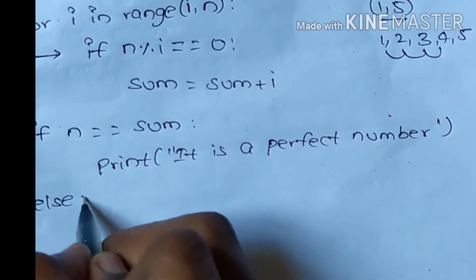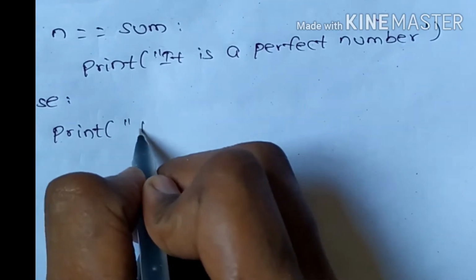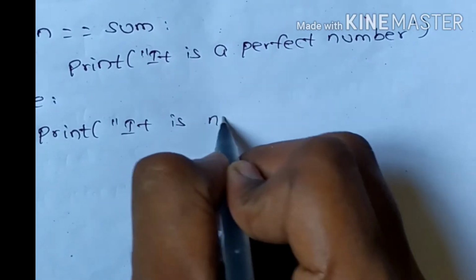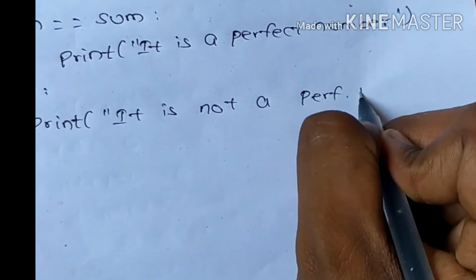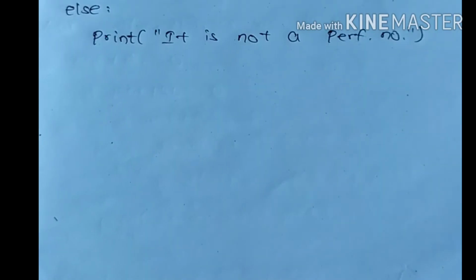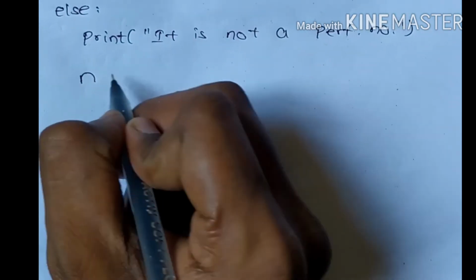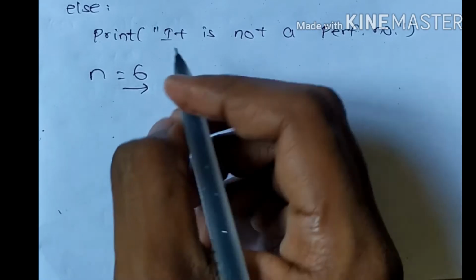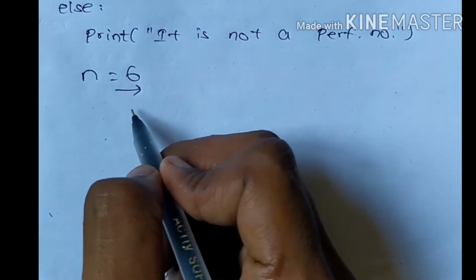Else, print it is not a perfect number. Perfect number. For understanding purpose, if we consider n equal to 6, let's consider that the user entered n equal to 6.